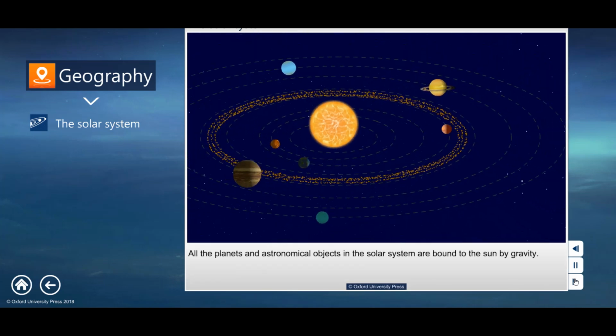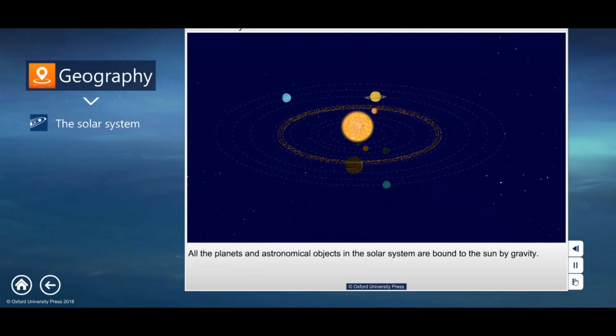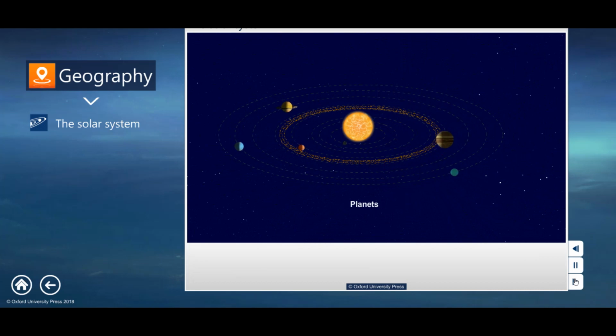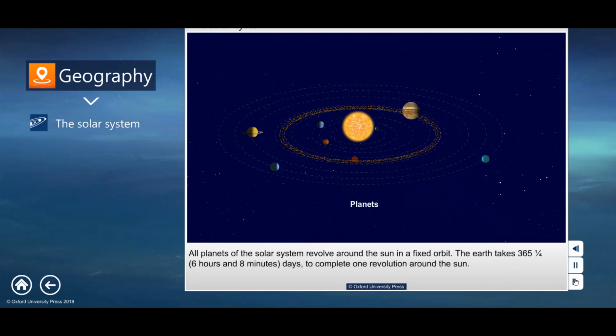All the planets and astronomical objects in the solar system are bound to the Sun by gravity. All planets of the solar system revolve around the Sun in a fixed orbit. The Earth takes about 365 and 1/4, that is 6 hours and 8 minutes, days to complete one revolution around the Sun.